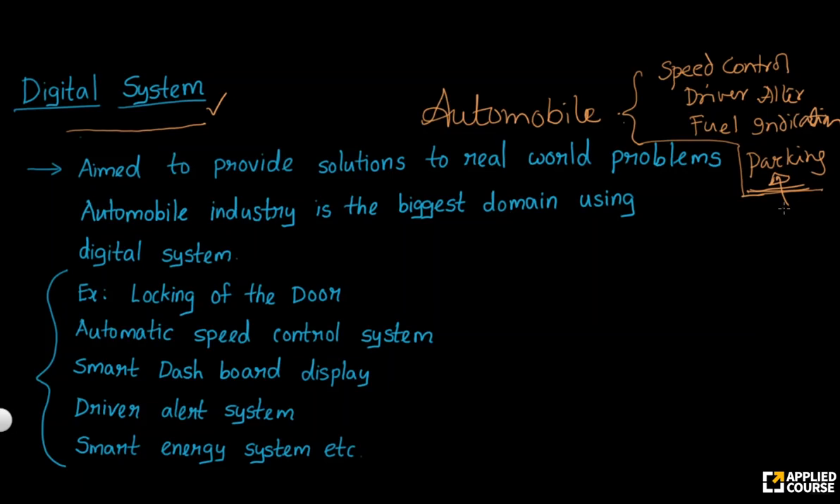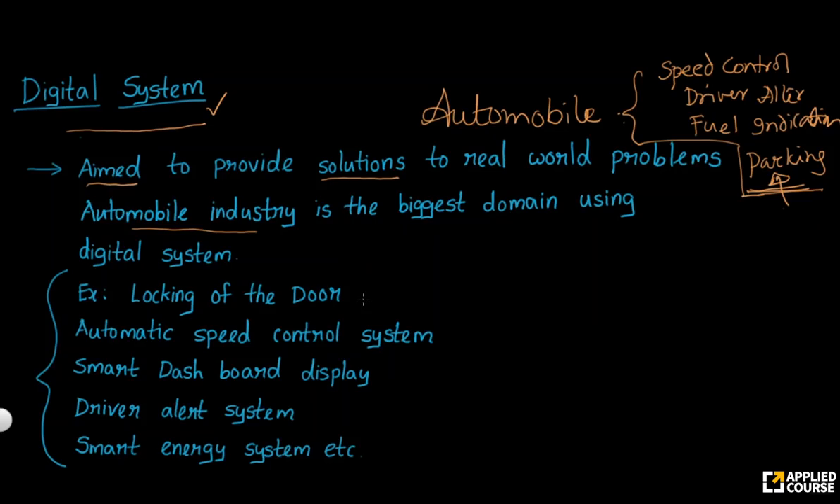Okay, so the digital system is aimed to provide solutions to the real world problems. As I told, the automobile industry is the biggest domain that is employing the digital system. Anti-brake skidding system, ABS system, etc. are employing these digital gadgets for doing the various operations.